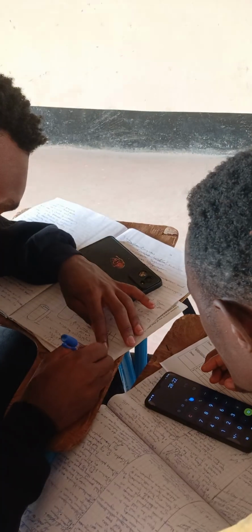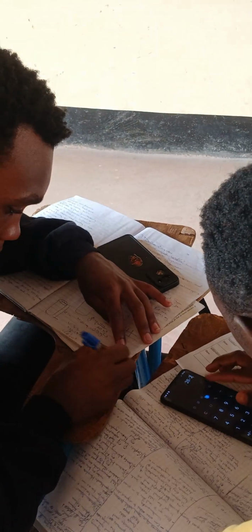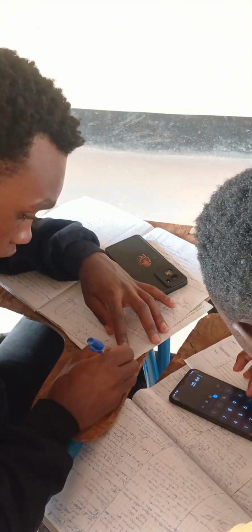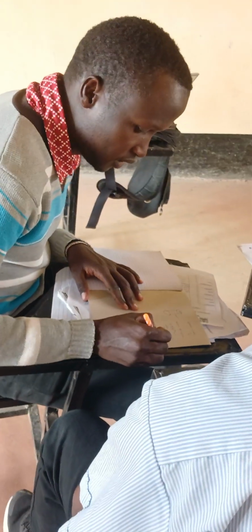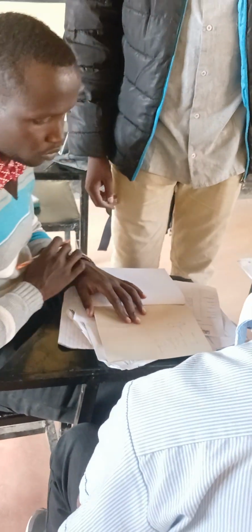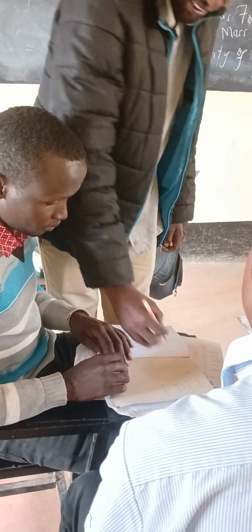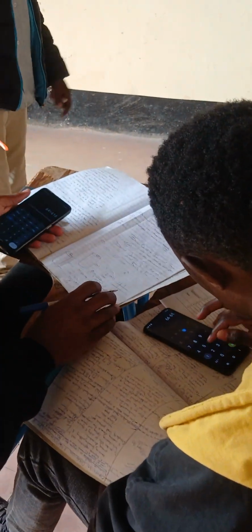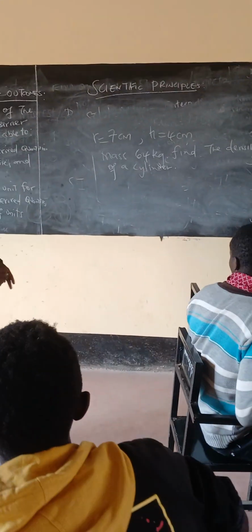Mass was 64. 16 centimeters cubed. Okay, correct. Naona hawa washapata. Correct. Now you have actually gotten what you are supposed to do, right?